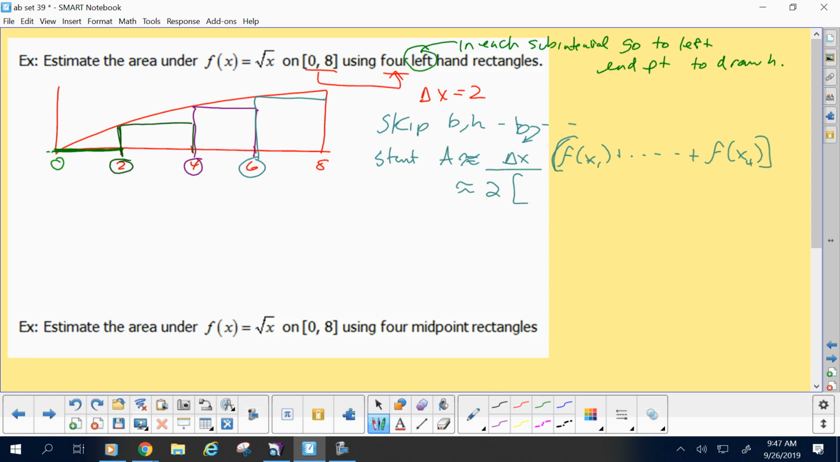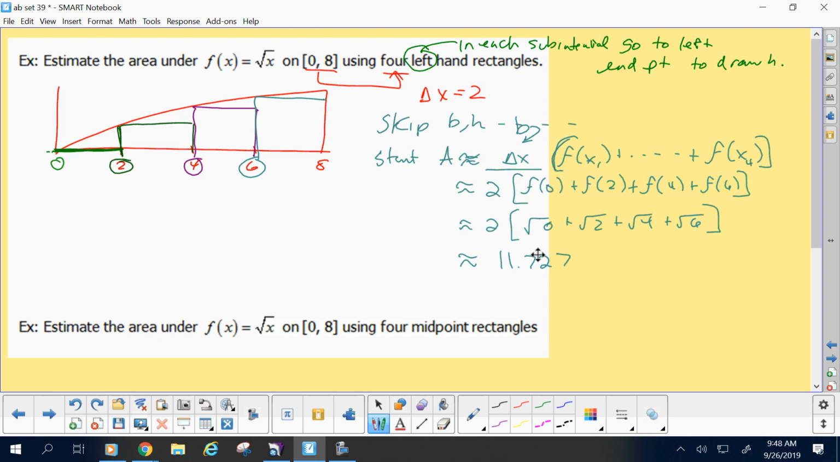The first height is f at 0. The second height is f at 2. Height 3 is f at 4. And the last height is f at 6. If I slap that into my calculator, or 2 times root 0 plus root 2 plus root 4 plus root 6, I should get something much less than 17 for sure. 11.727. All right. So the true area is probably between, not probably, is between 11 and 17.